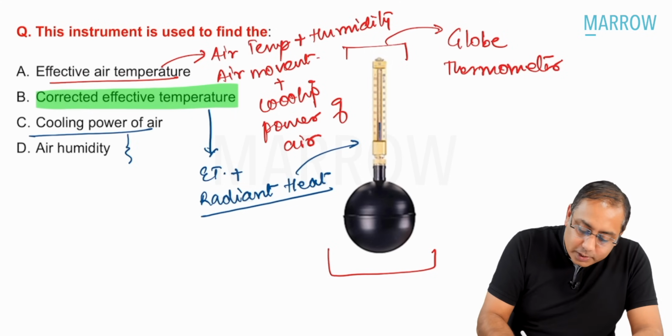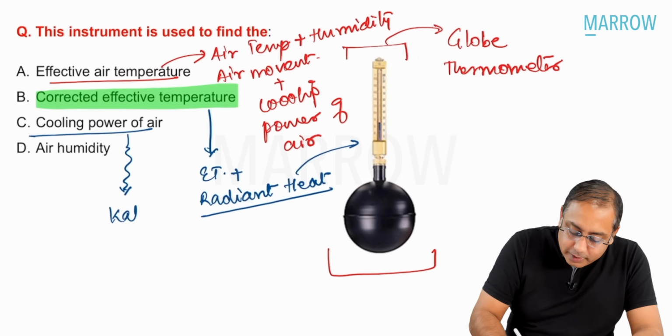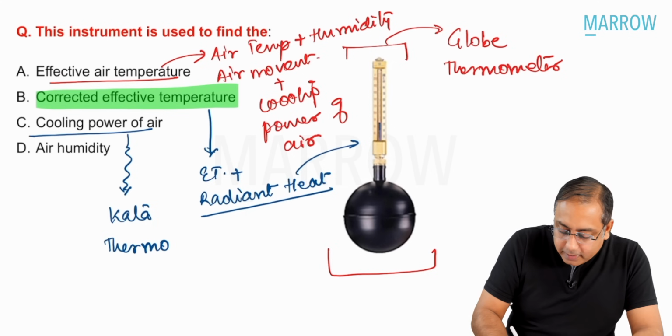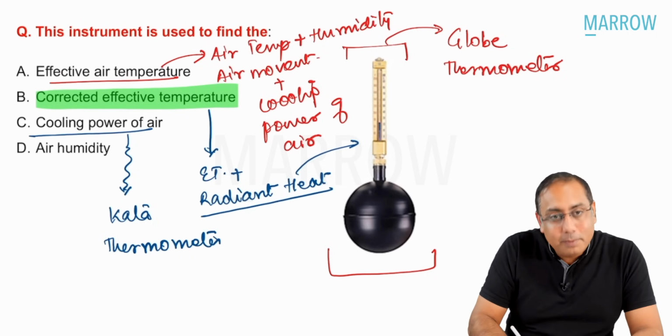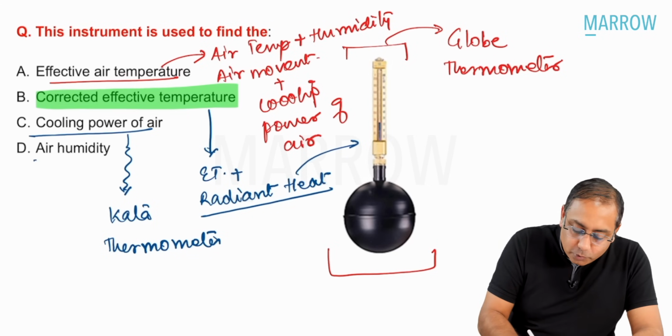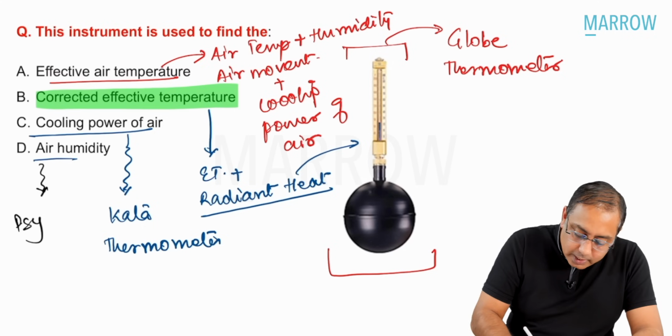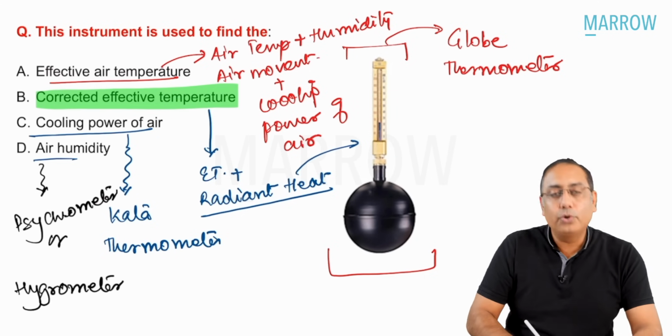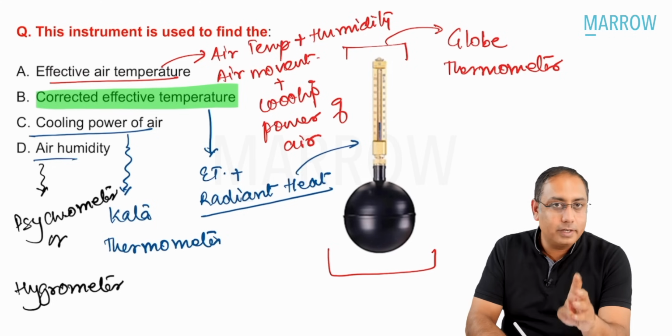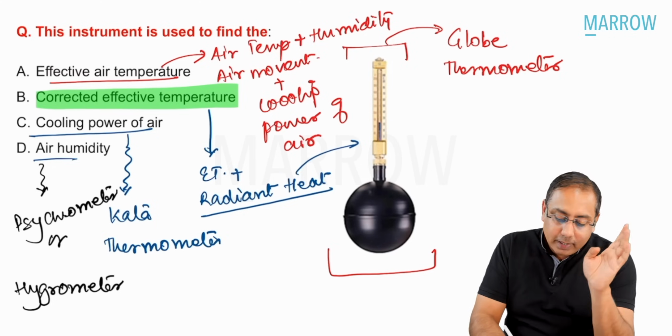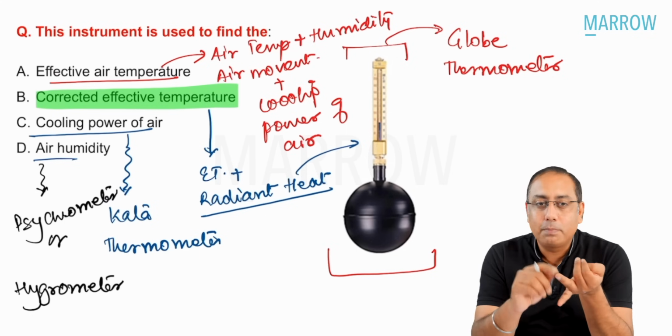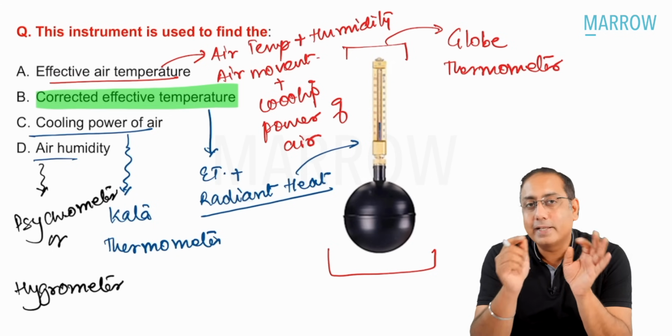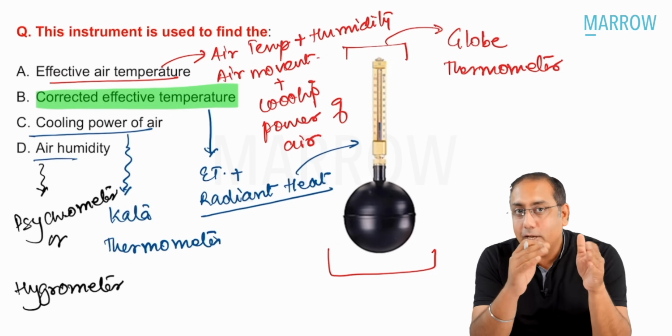Cooling power of air, what instrument is used to check the cooling power of air? It is Kata thermometer. Kata thermometer is used to check the cooling power of air. And air humidity, who will give us the air humidity? Air humidity is checked using the psychrometer or the hygrometer. So air humidity is hygrometer or psychrometer. Cooling power is Kata thermometer. Corrected effective temperature includes air temperature plus humidity plus air movement, cooling power plus a radiant heat. And effective temperature is all except the radiant heat.